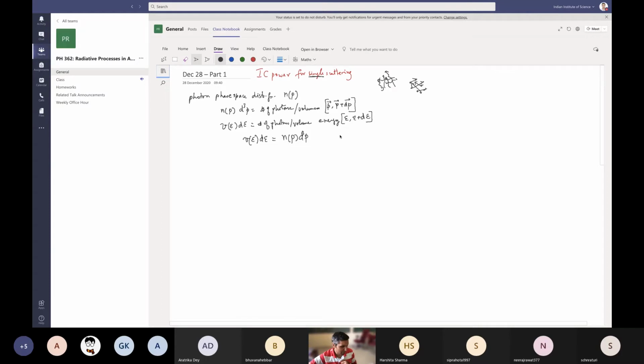But we know from our previous consideration when we were doing relativistic transformations of various things that d3p transforms as energy, right? And we know that d3p d3x, the phase space volume, is a Lorentz invariant. So d3p, that is dpx dpy dpz, transforms as energy.